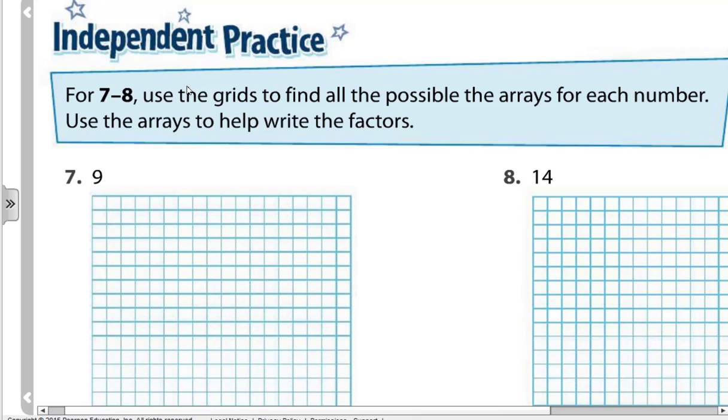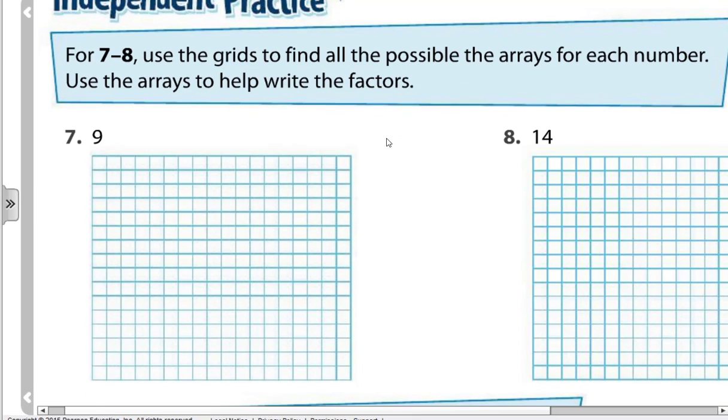Okay, my heroes, we will use this grid and we will draw arrays representing 9, and after that we will write the factors of 9.